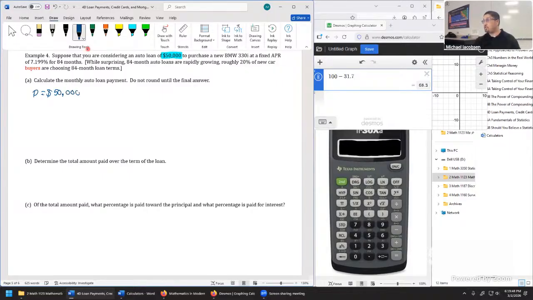So $50,000 there. Next thing we'd want to know is what is the APR? We're told that there's a fixed APR of 7.199 altogether. So APR, now written as a decimal, is going to be 0.07199.